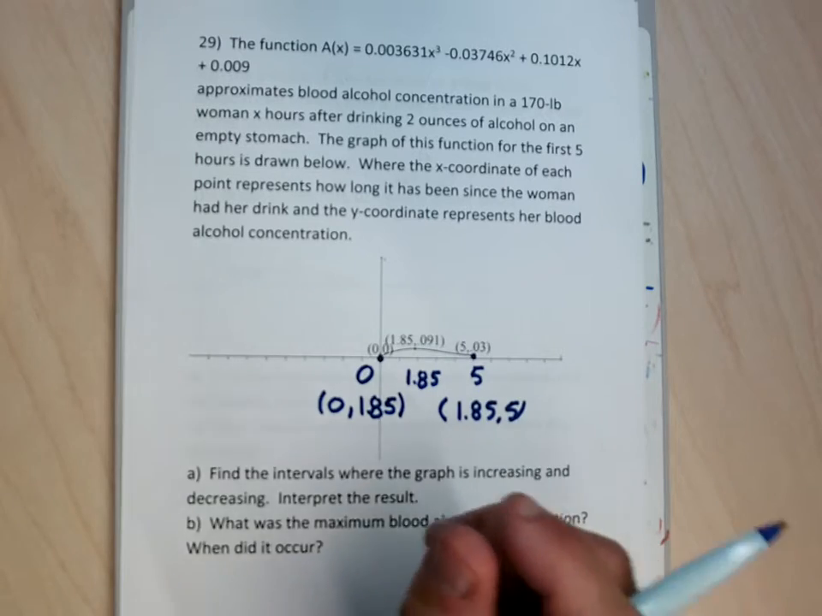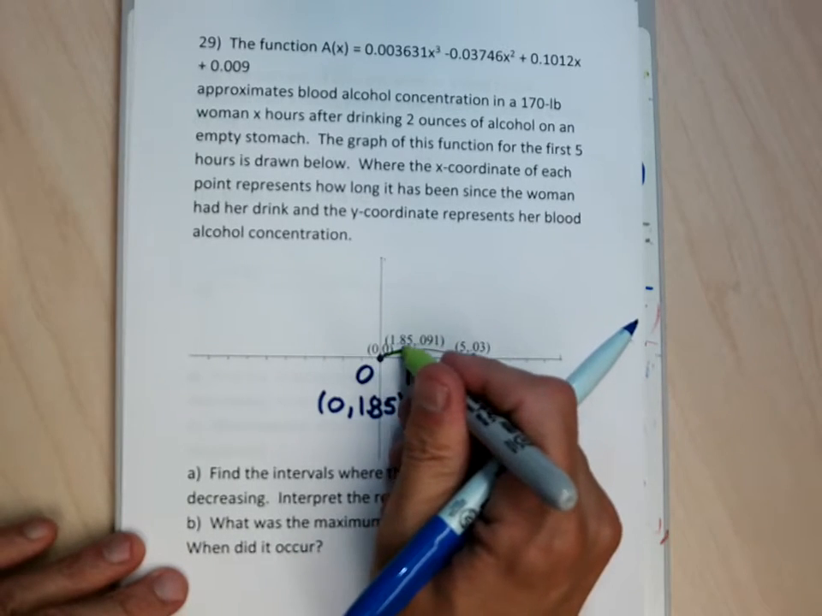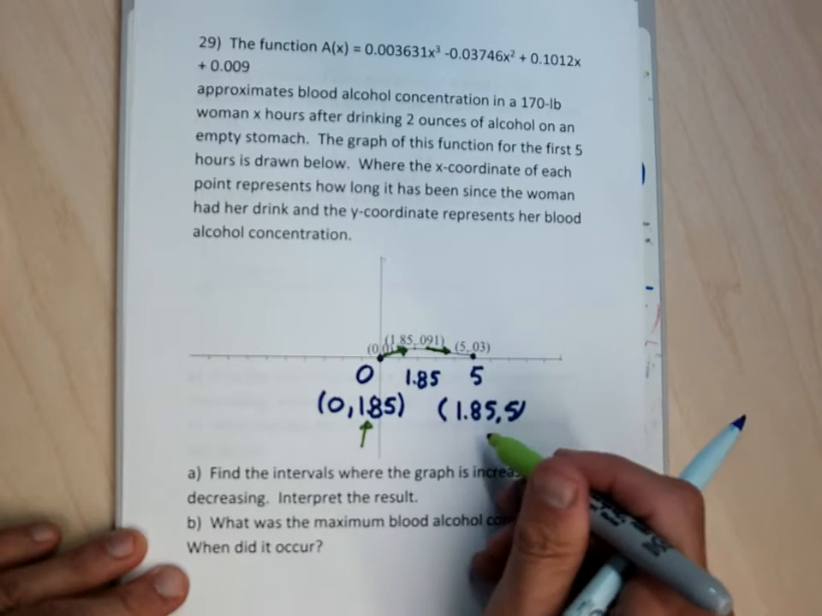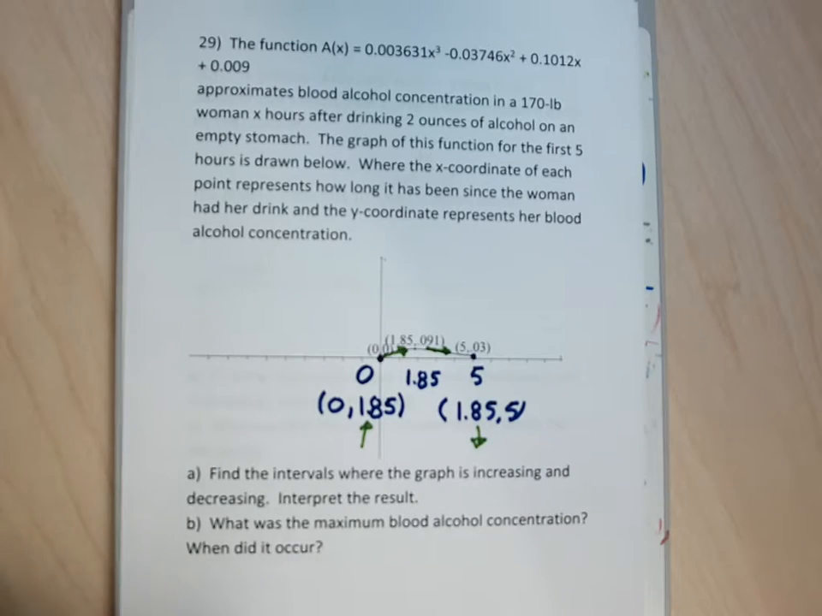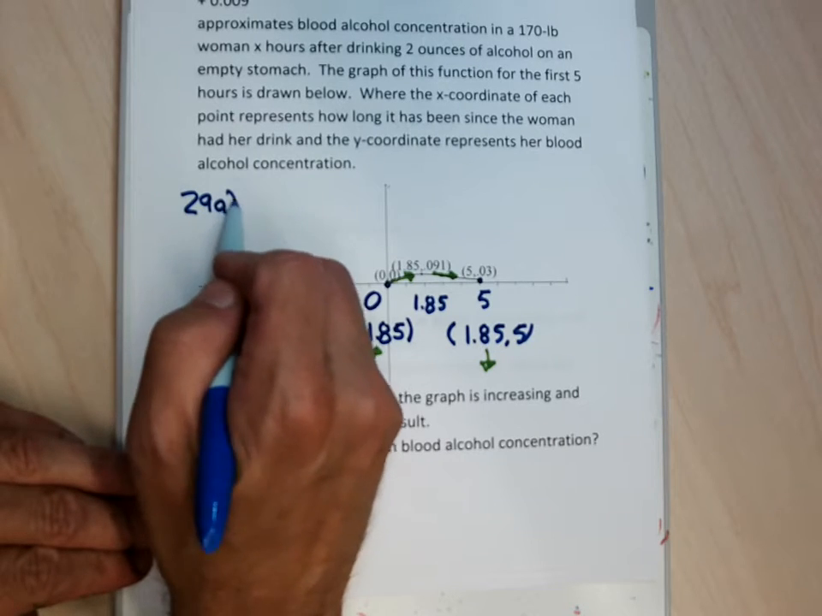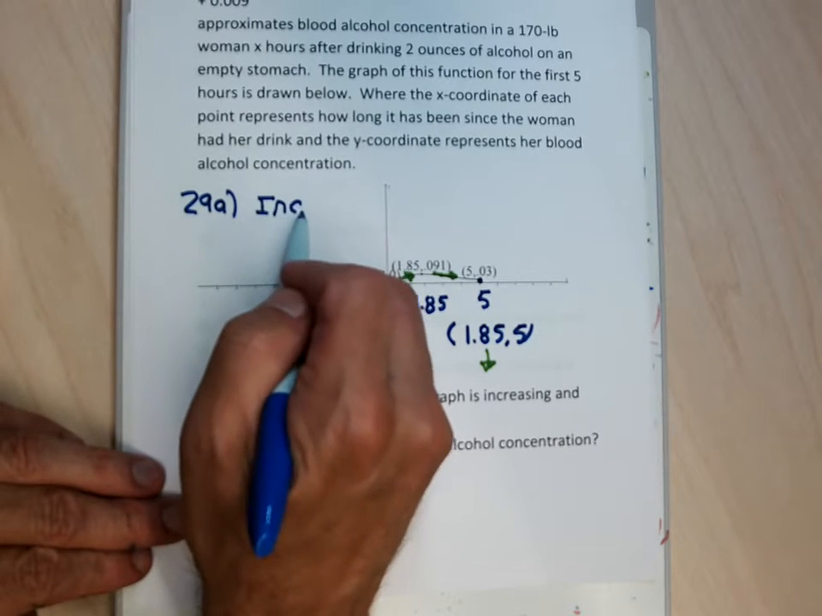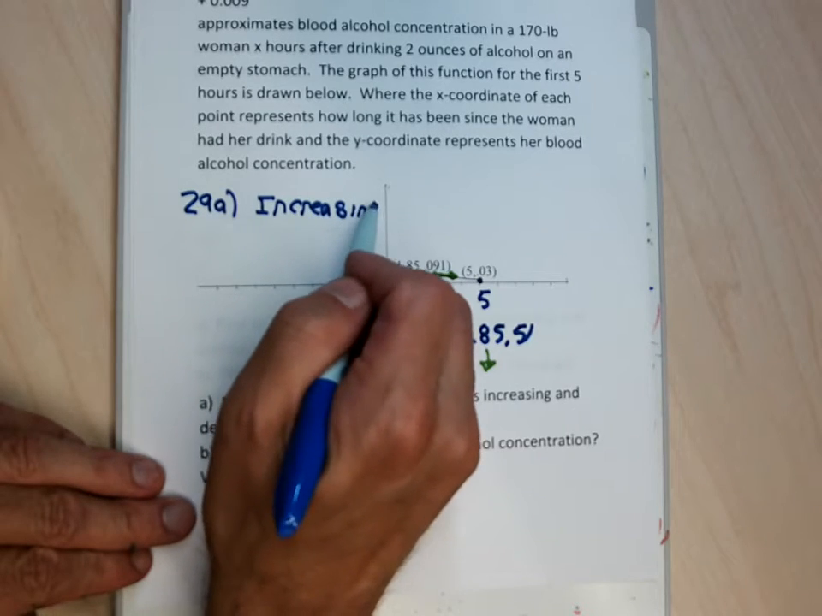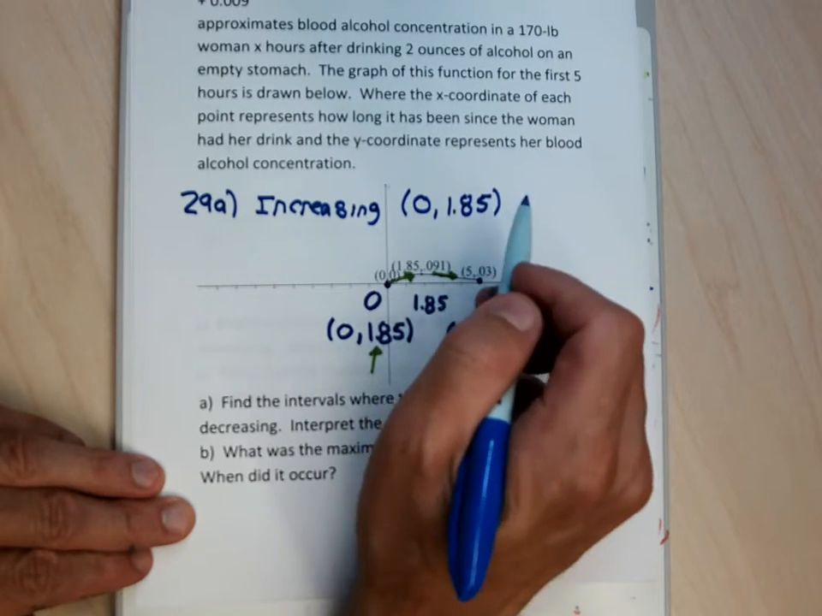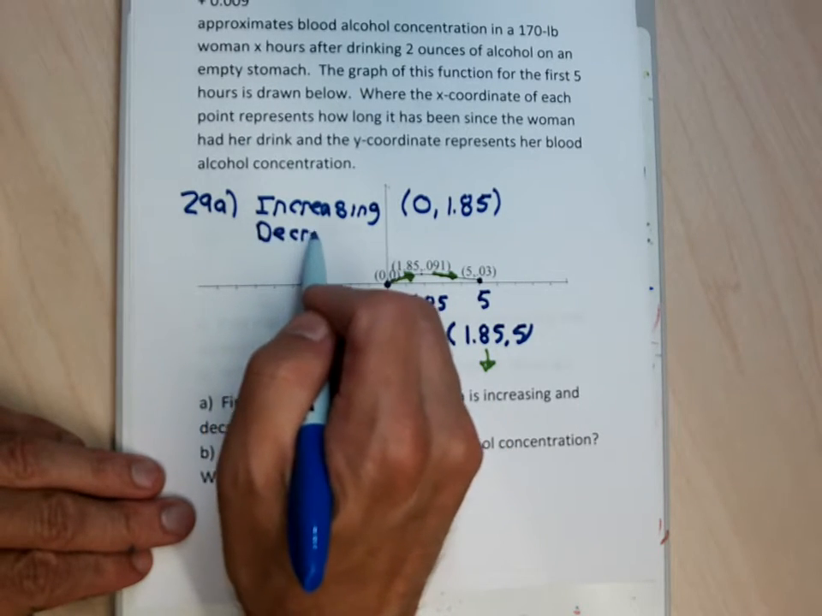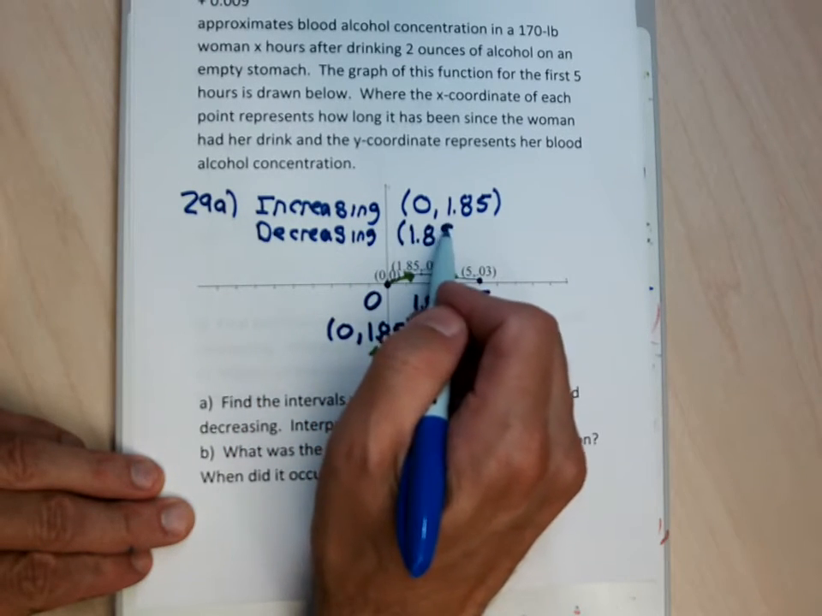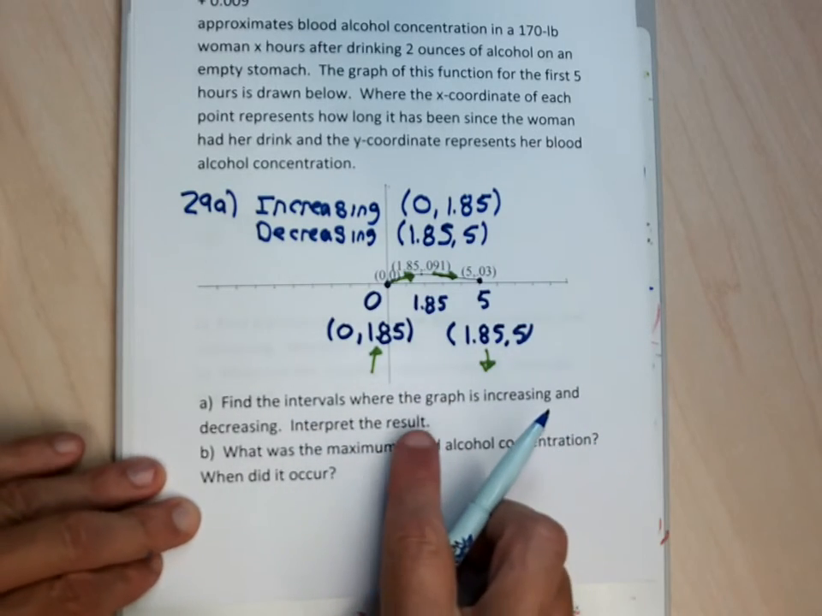In the first interval, as I move from left to right, the graph is getting higher. This is going to be an increasing interval. In the second interval, as I move from left to right, the graph is getting lower. That's going to be a decreasing interval. So when I go to answer problem 29a, I'm going to say the increasing interval is between 0 and 1.85 hours. And the decreasing interval is between 1.85 and 5 hours. And it says interpret the result.